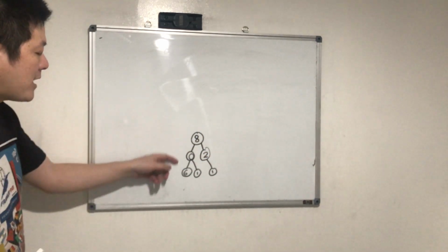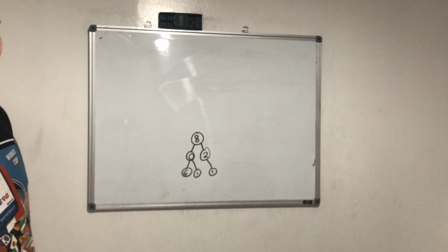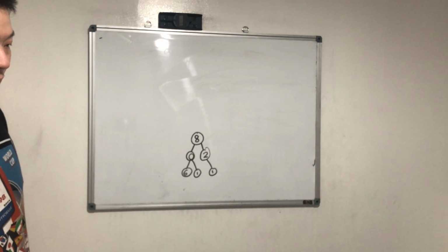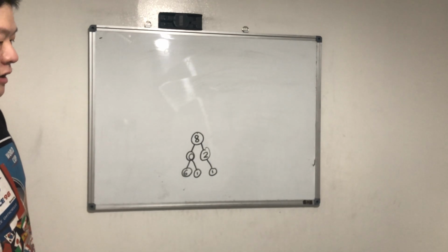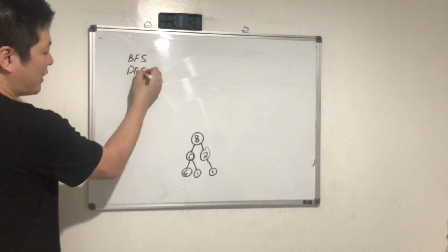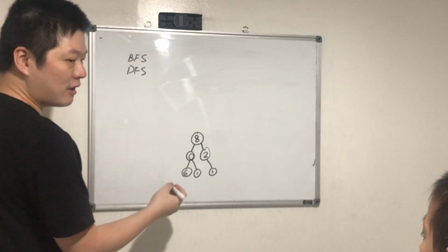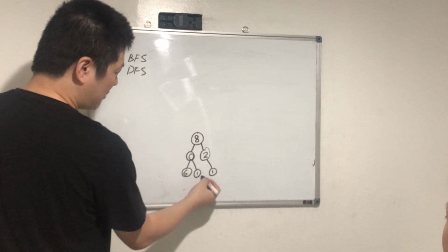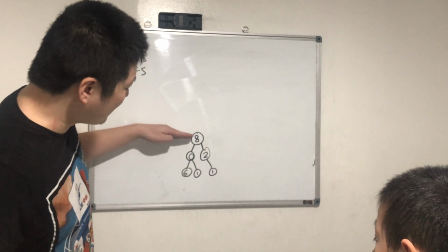Okay. So for these binary trees, how many ways can we traverse the binary trees? Breadth search, depth search. Okay. So if it's breadth search, can you give me the order? 8, 0, 2, 6, 1, 1. Well done. So basically, it's level by level.